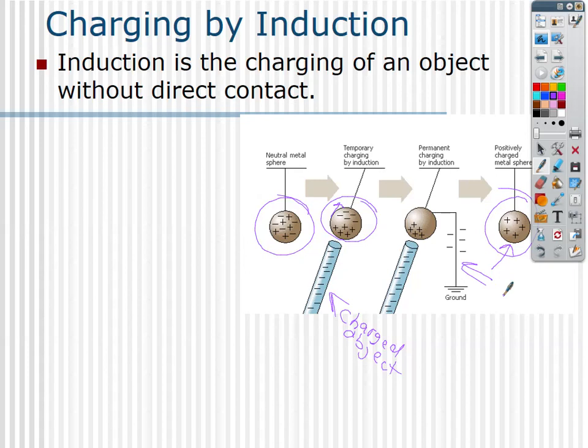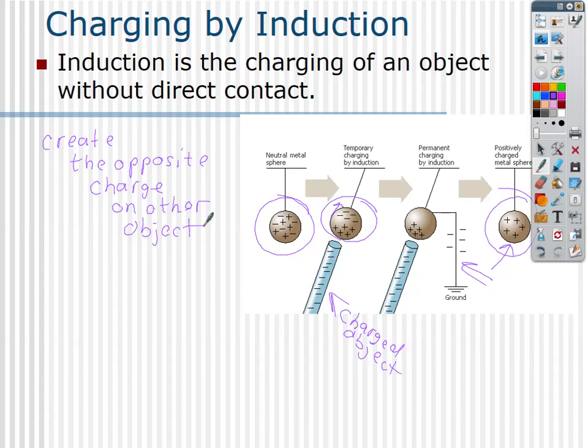What I would try to have you remember more than anything is induction will create the opposite charge on the other object. So if you hold something up that's positively charged, the other one will be negative. That's what we're looking at here, and that's how the questions would be asked. It's going to create an opposite charged object. So that's what we're looking for.